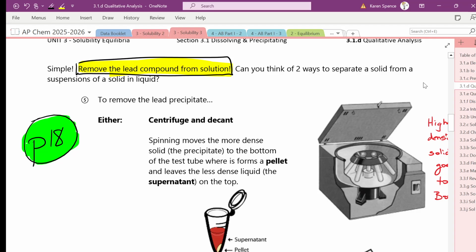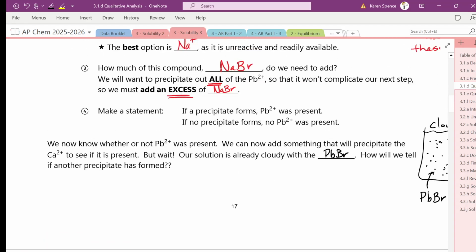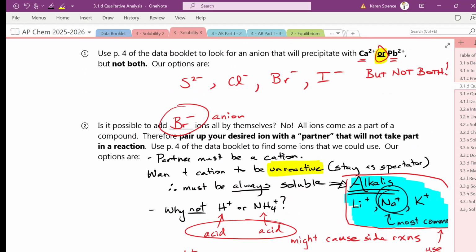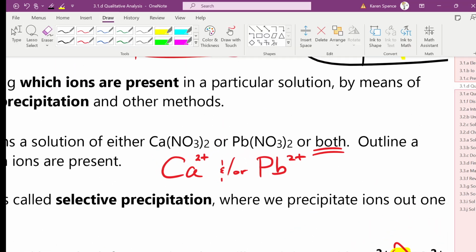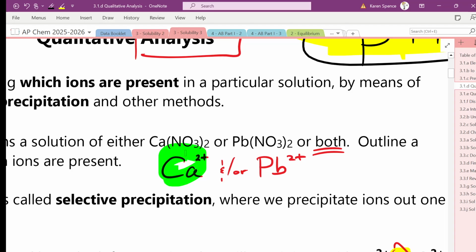And when last we left, we had a solution that contained either calcium or it contained lead or it contained both.